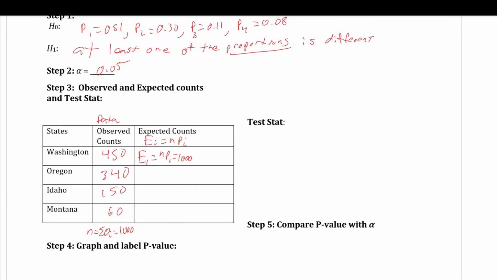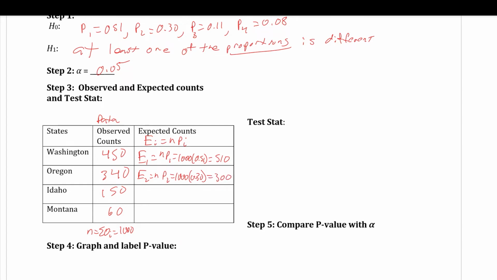And of these 1,000, how many were expected to come from Washington? Well, 51% of them, right? Times 0.51. 1,000 times 0.51 comes out to be 510. See how that works? If 51% of our population is from Washington, then out of 1,000 people, 51% of 1,000 is 510. And we're going to do that for each category. So E2 would be n times P2. And again, it's the same 1,000. P2 is up there, 30%. 30% of 1,000 is 300.